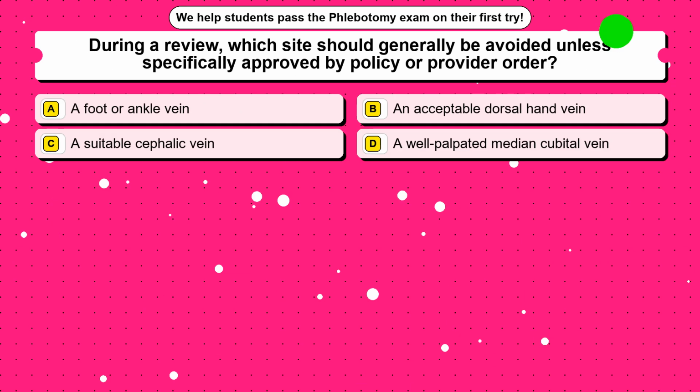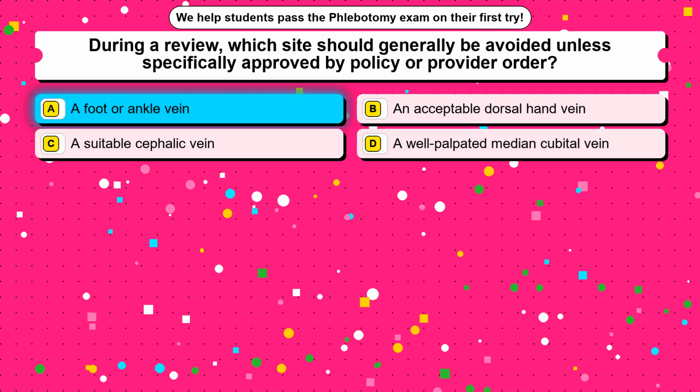Question 28. During a review, which site should generally be avoided unless specifically approved by policy or provider order? Option A. A foot or ankle vein. Option B. An acceptable dorsal hand vein. Option C. A suitable cephalic vein. Option D. A well-palpated median cubital vein.